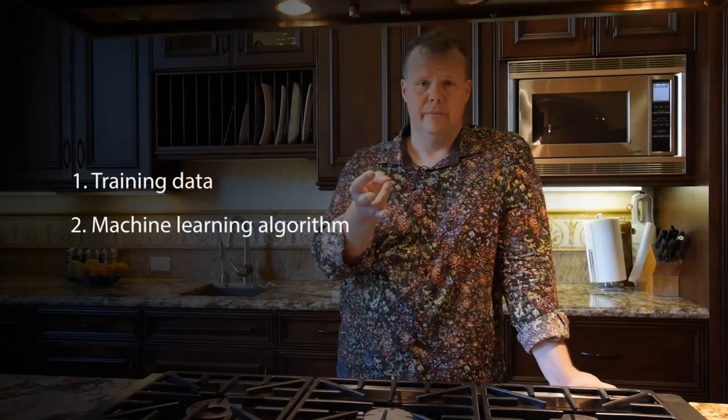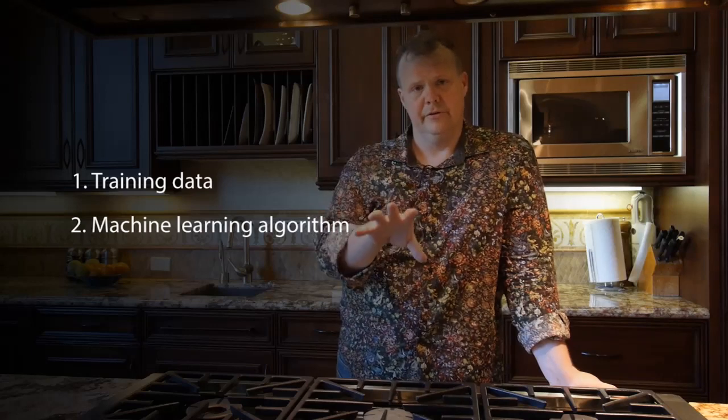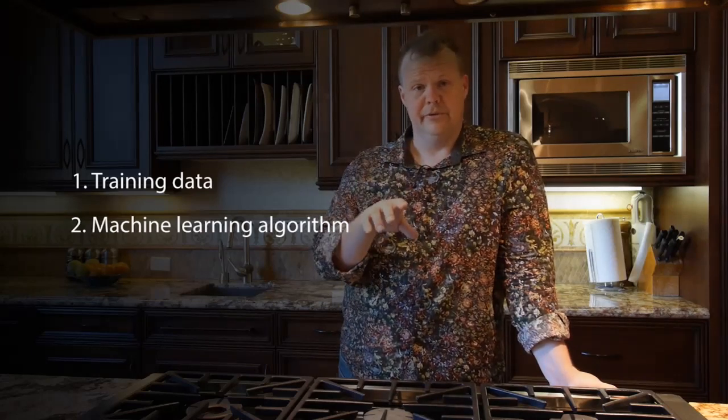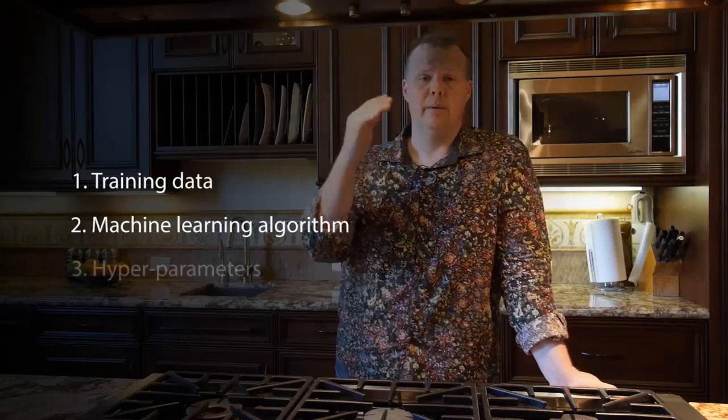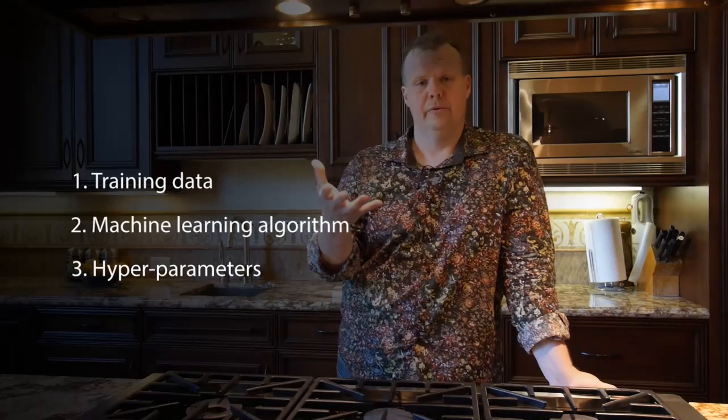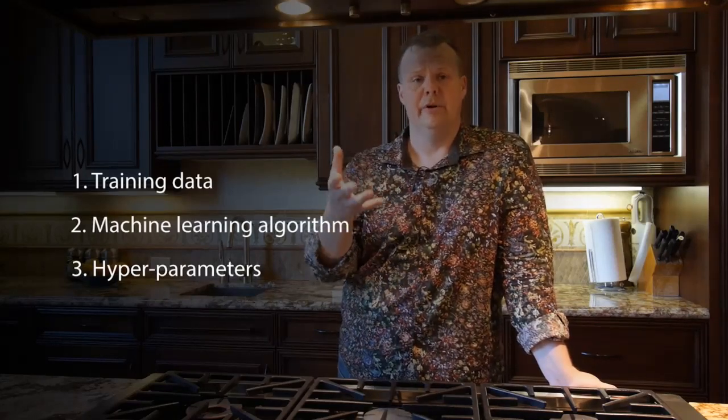A model has three ingredients: the training data, the actual machine learning algorithm, and the parameters that are used to tune the machine learning algorithm itself. Those parameters are called hyperparameters. And that's what we're going to discuss today: hyperparameter optimization and why it's so important.